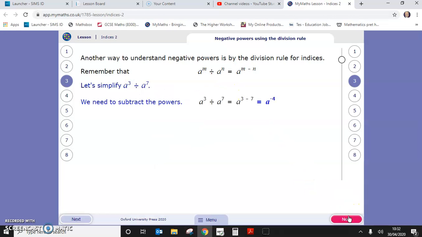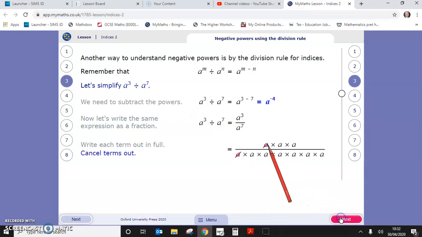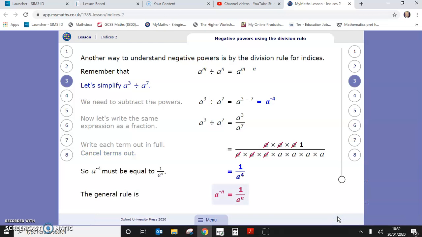So if we write it out in full, that would be 7 A's at the bottom. I can cross 3 A's off from the top to the bottom, but then I run out of A's on the top, so I'm left with 4 underneath the fraction. So I've got nothing on the top, divided by 4 A's. So it would be a to the negative 4, so similar to what we've got here, 1 over a to the power of 4. So that's an alternative way of trying to picture what's happening.